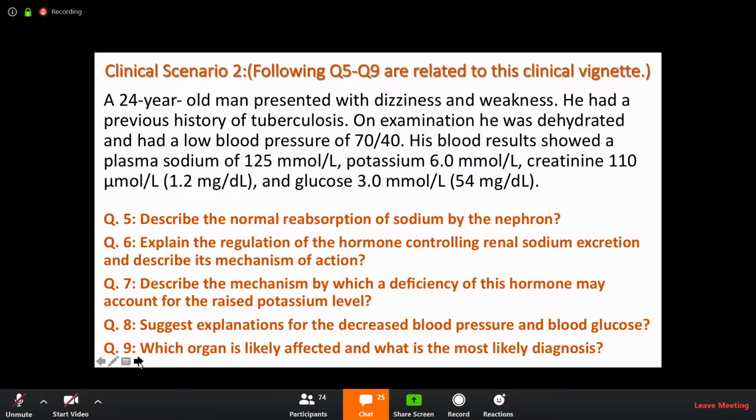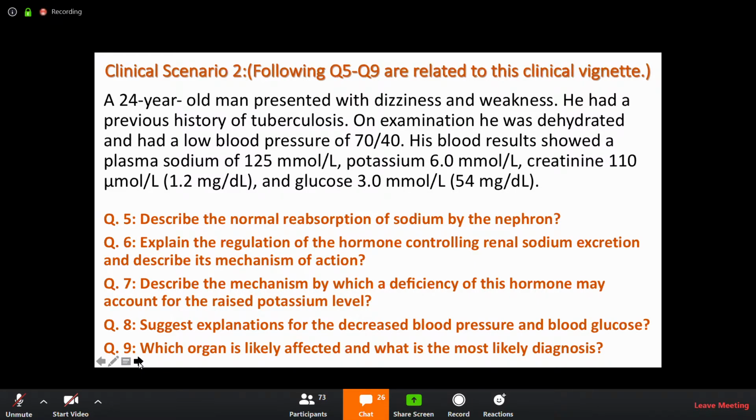A 24-year-old man presented with dizziness and weakness. He had a previous history of tuberculosis. On examination, he was dehydrated and had a low blood pressure of 70/40. His blood results showed a plasma sodium of 125 millimolar per liter, potassium of 6 millimolar per liter, creatinine of 110 micromolar per liter, which is the same as 1.2 milligrams per deciliter, and glucose of 3 millimolars per liter, which is 54 milligrams per deciliter.